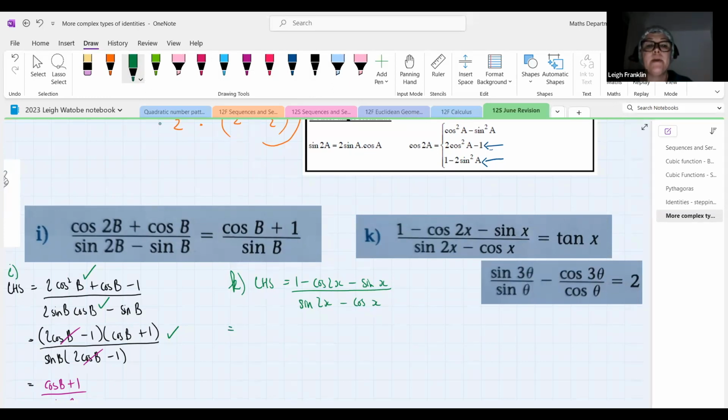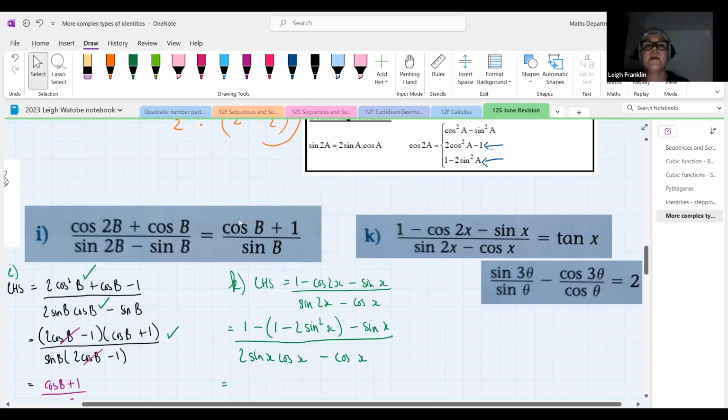So cos 2x appears with sine x. So what we are going to do is rewrite cos 2x as 1 minus 2 sine squared x. Okay, but we've got to use brackets because of the minus sign. So 1 minus 2 sine squared x minus sine x. And at the bottom, there's nothing that we can do with sine 2x other than write it as 2 sine x cos x minus cos x. Okay, so this at least gets us a couple of marks. Always a mark for using an identity.